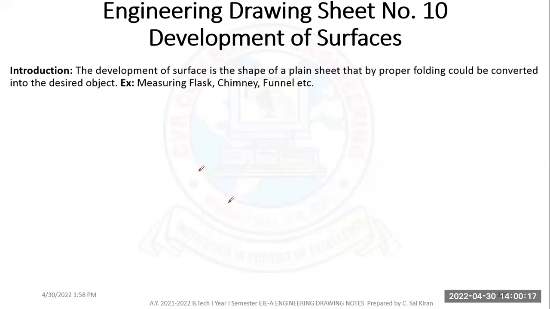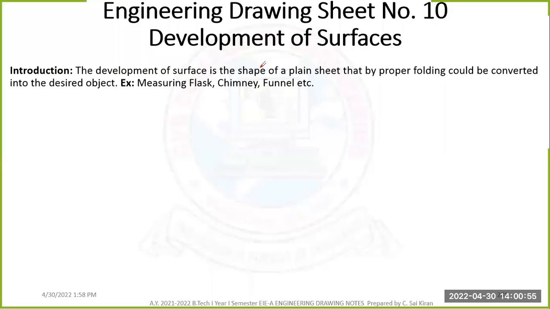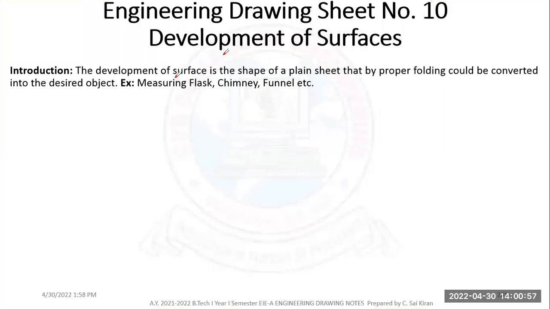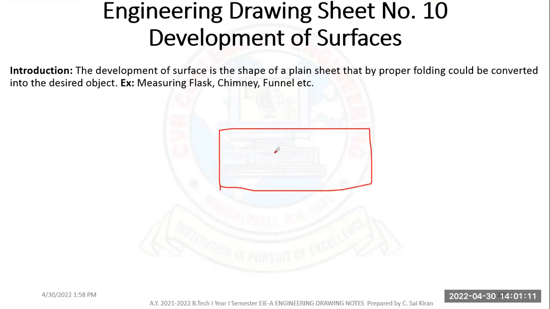Okay, so here we can say that for development of surface, we can take a plain sheet, and if we fold the sheet in proper folding, it can be converted into a desired object. You are taking a plain sheet and you are folding it into the desired object.